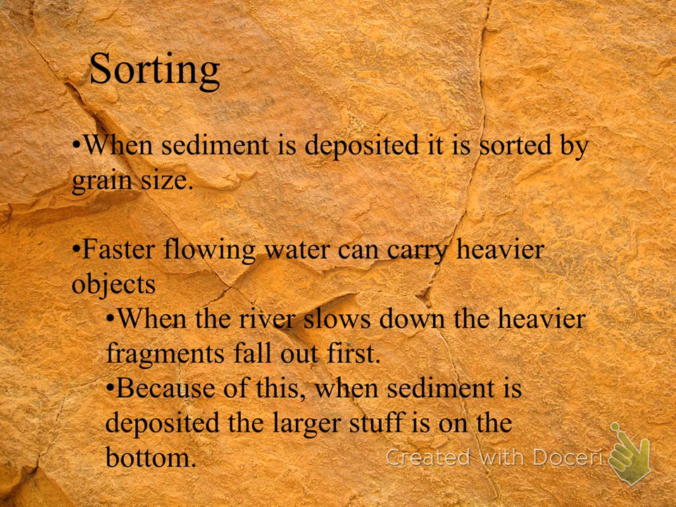Okay, sorting happens when sediment is deposited and sorted by grain size. So we talked about the water slowing down, and when it starts to slow down, the heavier stuff falls out first, and this leads to sorting. So the heavier stuff, the bigger stuff will be on the bottom, and the smaller stuff will be on the top.